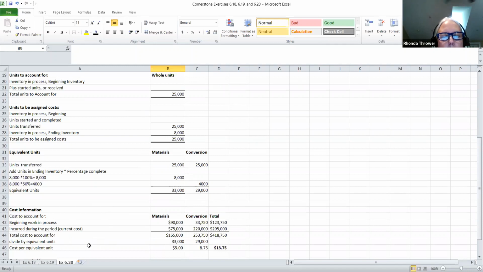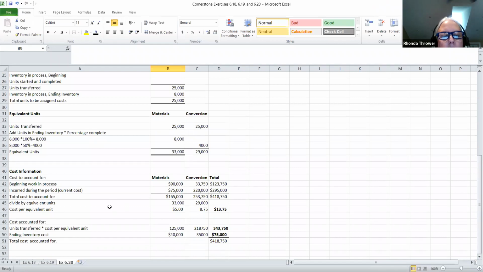This is the important part for this particular problem that we had to do. And we're assigning cost to our weighted average units. So in the weighted average units, when we're calculating equivalent units, all we needed was units transferred and ending inventory units. The same is true when we're calculating our cost.